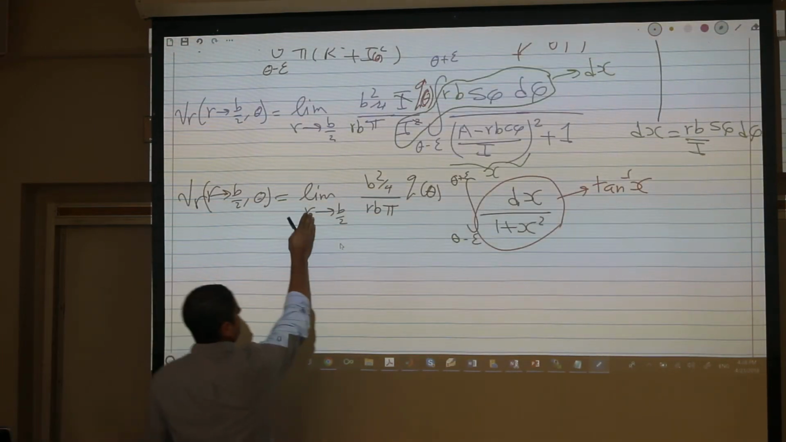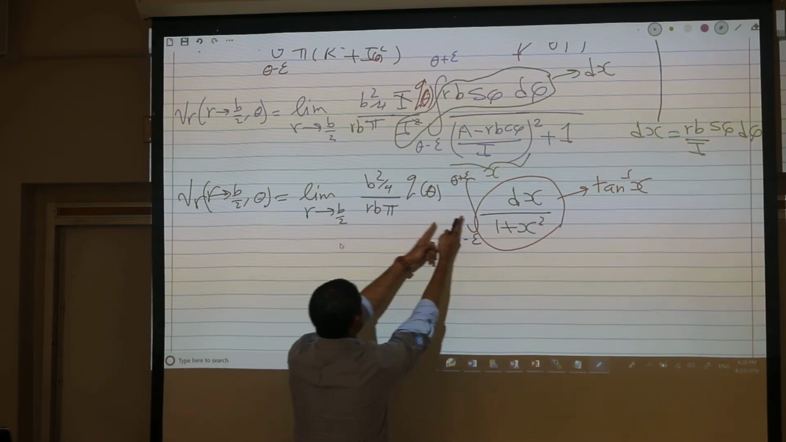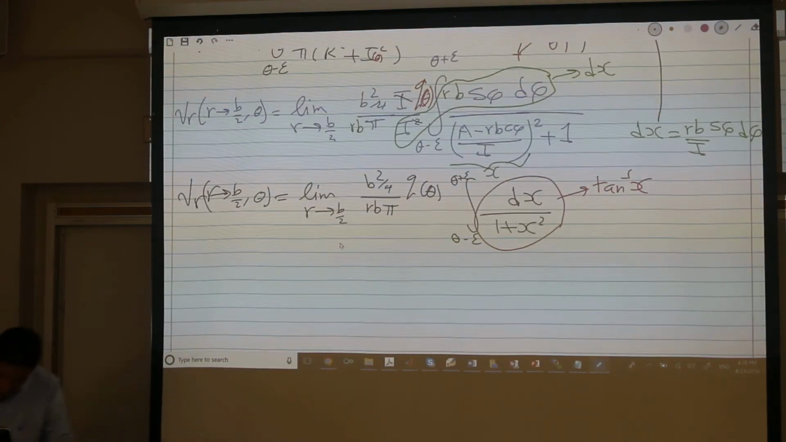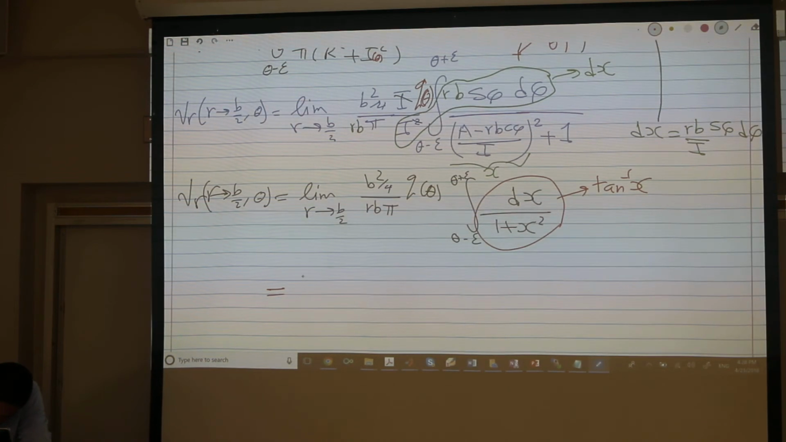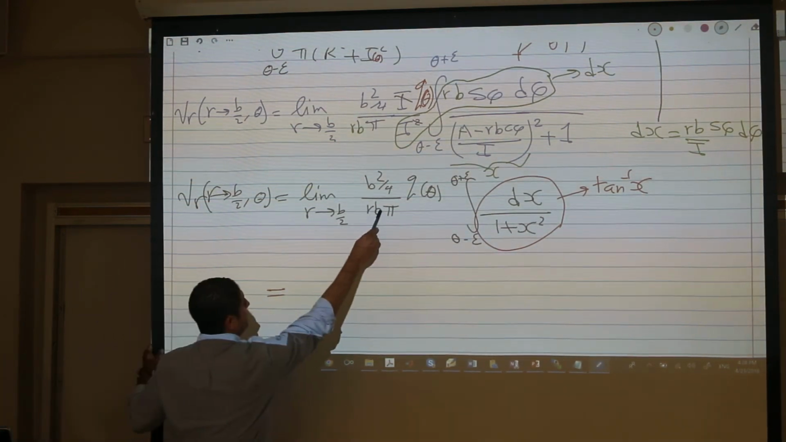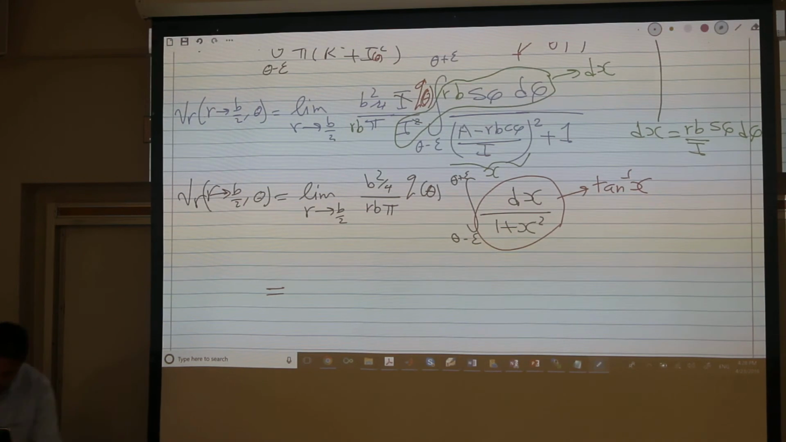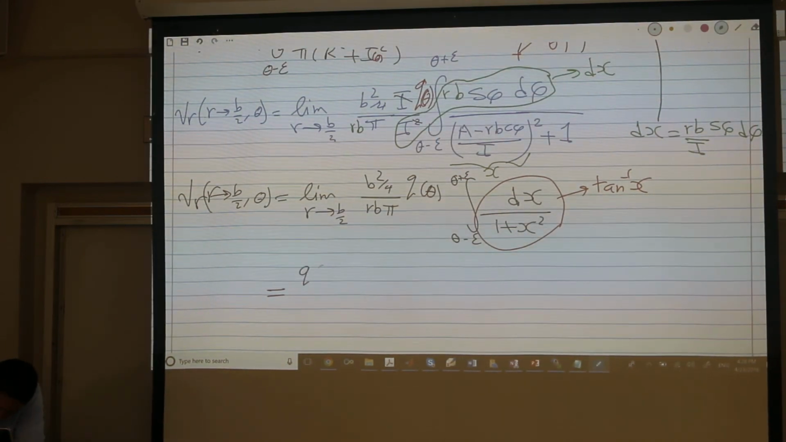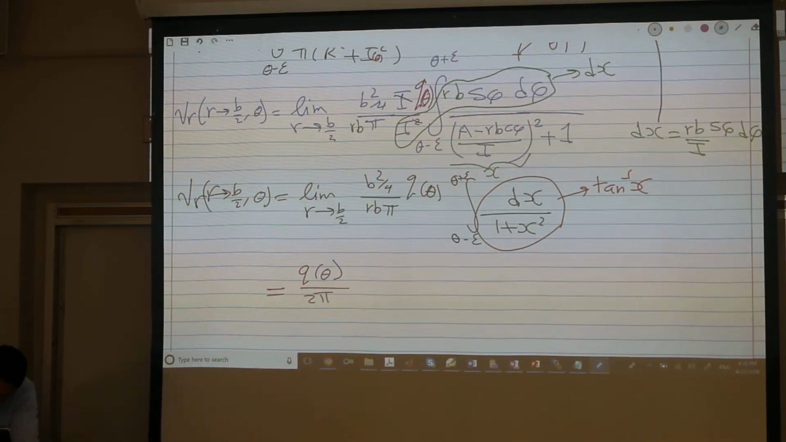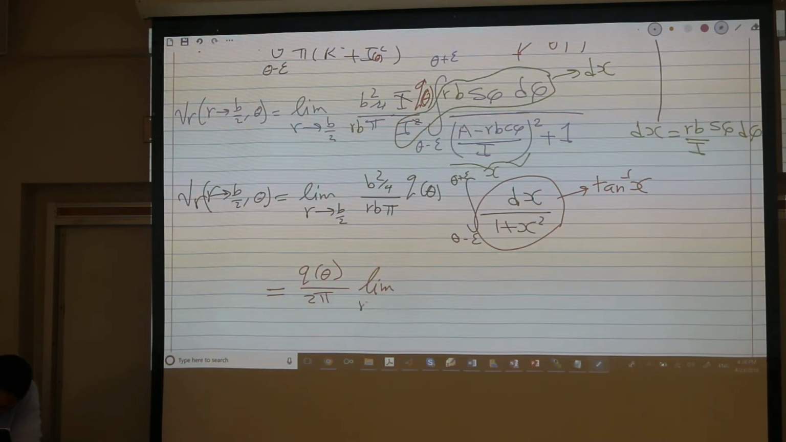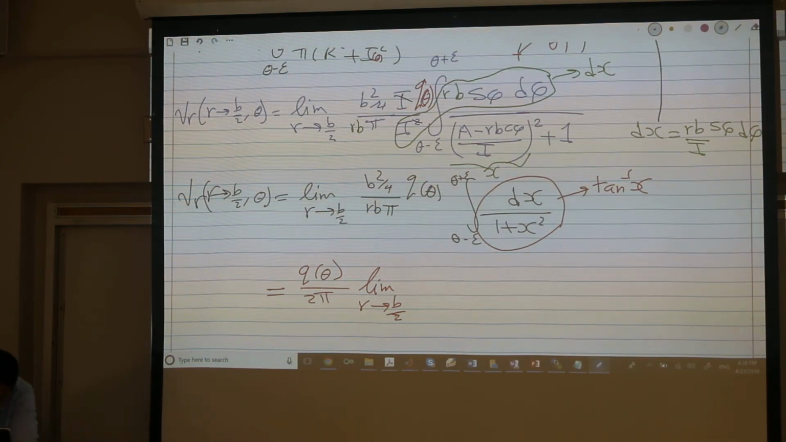I can carry out the limit here because this is easy. So this is equal to, if this is b over 2, so I have b squared over 2, goes away. So I have q of theta over 2 pi. Limit r goes to b over 2. You will need to do these kinds of tricks. If you have any questions, stop me. So I have tan inverse, okay? Tan inverse chi. What is chi?